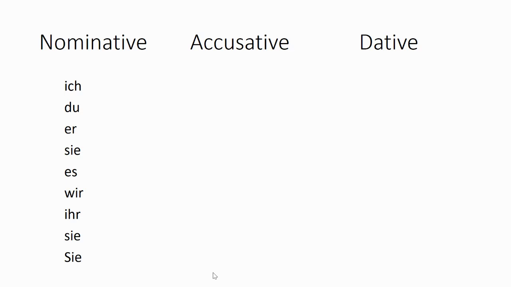We should also know them in the accusative because we did learn the accusative case with direct objects and accusative prepositions. Now we're moving on to the dative case, now that we're talking about indirect objects and dative prepositions. And so we're learning the dative forms of these pronouns as well.